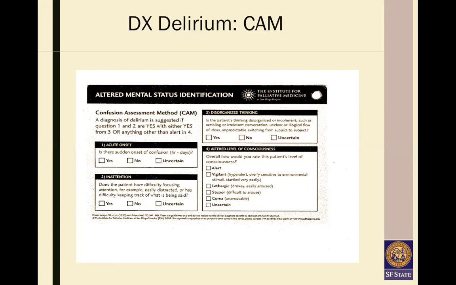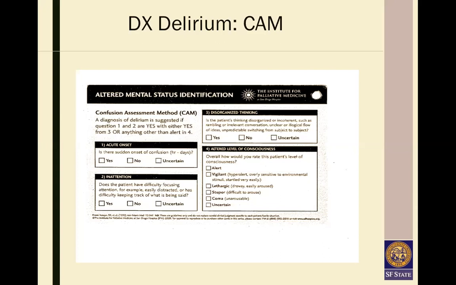So a diagnosis of delirium is suggested if question 1 and 2 are yes, with either yes from 3 or 4 or anything other than alert in 4. So if they have a sudden onset of confusion, so it's acute, right? So this is not over a long period of time like dementia. Does the patient have difficulty focusing attention, for example, easily distracted or has difficulty keeping track of what is being said? So they can't recall, they're confused.